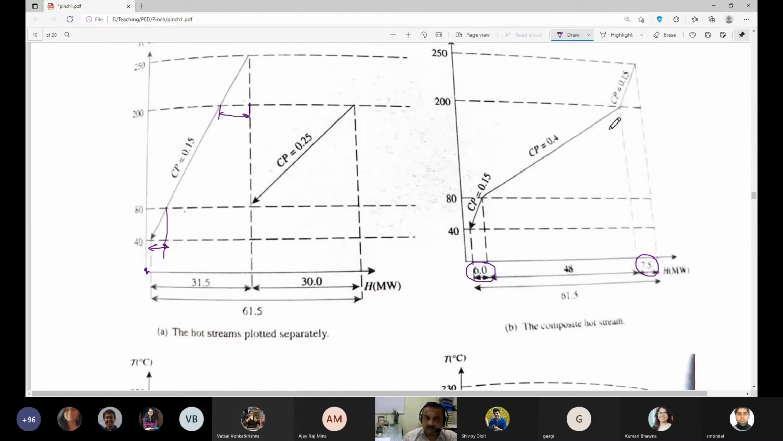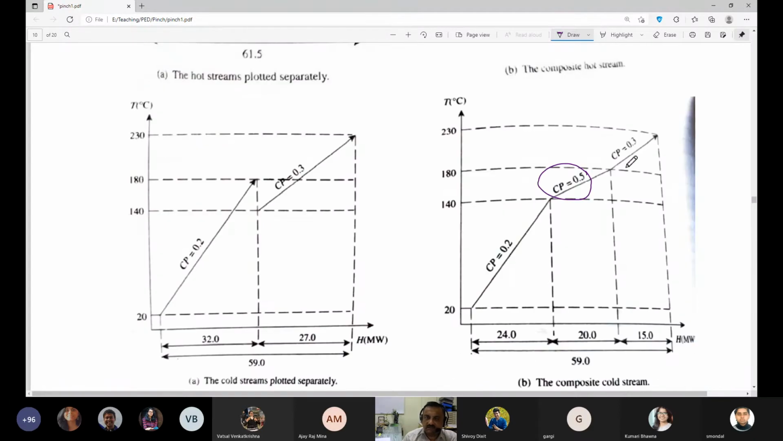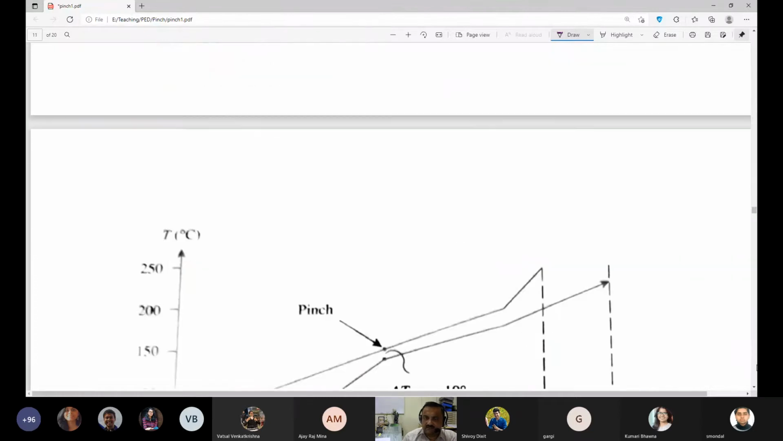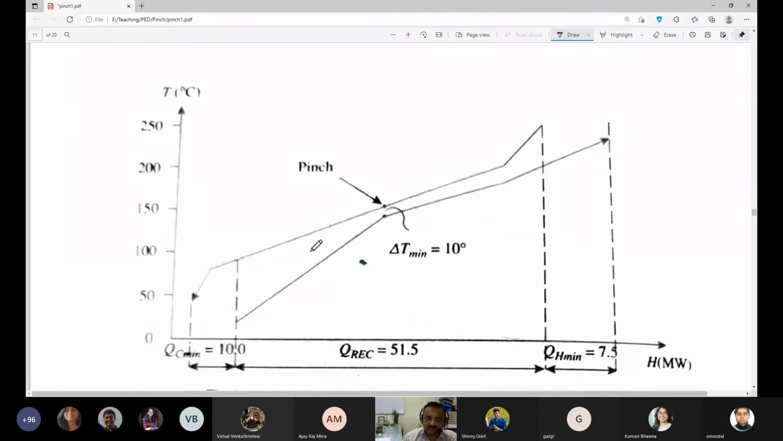This common part, where both streams are active, and this part. So this is the composite curve for the hot stream, and this is the composite curve for the cold stream, where this part is the longest. Then we put both of these curves together. This is the composite curve for the hot stream, and this is the composite curve for the cold stream.